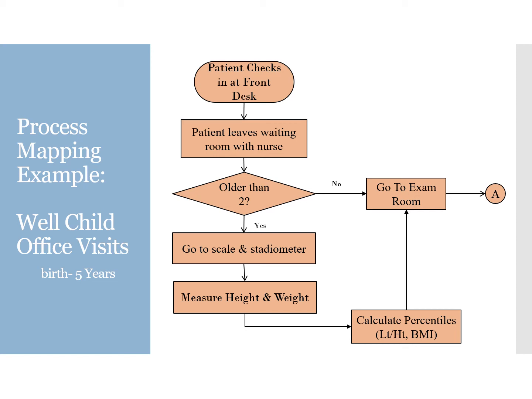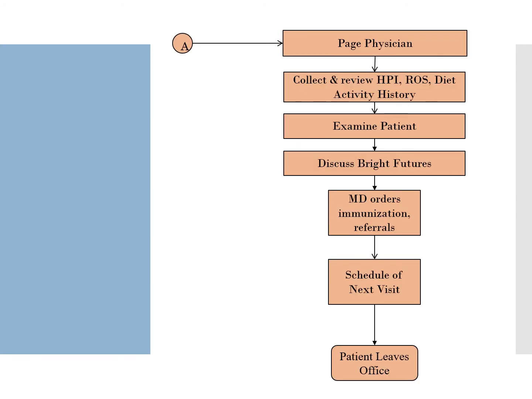From there, we calculate percentiles, and you can see how those two different decisions from age older than 2 come back into the step of going to the exam room. And then we have the connector A. So we can see that this process is longer than what's indicated on the slide, and we can move on to the next step by going to the page with A as its indication.